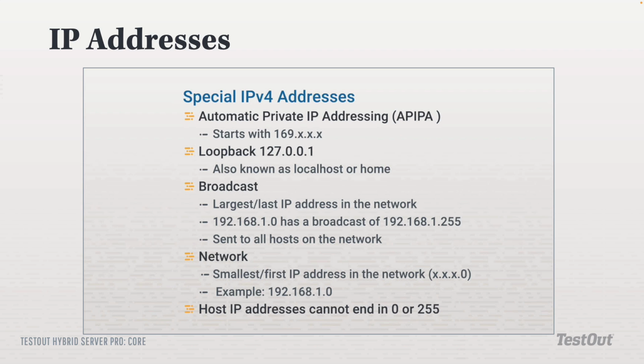So if you are talking to a DHCP server and you don't get an address because there's an issue with communication, you're going to be self-assigned the 169 address. Our loopback is our 127.0.0.1. That's what we use for our testing to make sure things are working. Our broadcast is the last IP address in the actual network itself. So for 192.168.1.0, which is most of your guys' home IP range, the broadcast is going to be the 1.255 address, okay? And that's going to be sent to all hosts on the network.